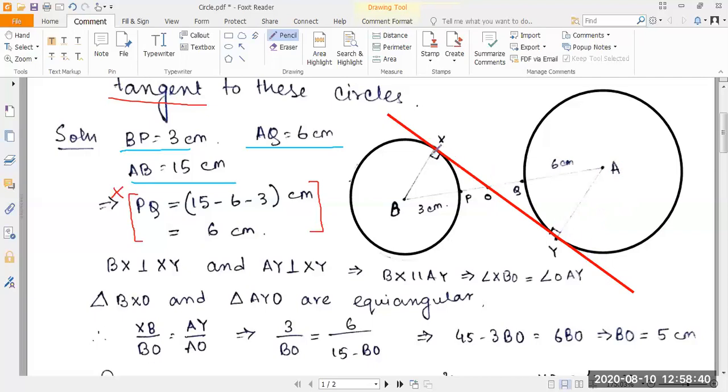Now, we see that this is a perpendicular and this is another perpendicular case. So automatically you can realize BX and AY are parallel to each other because they are both perpendicular to the same line segment. So doesn't that essentially mean that BX and AY are parallel to each other? So that is what I've written here. BX is parallel to AY.